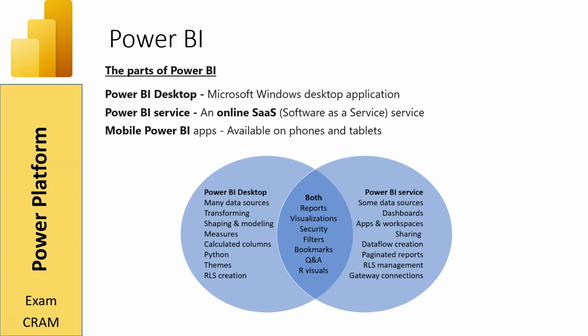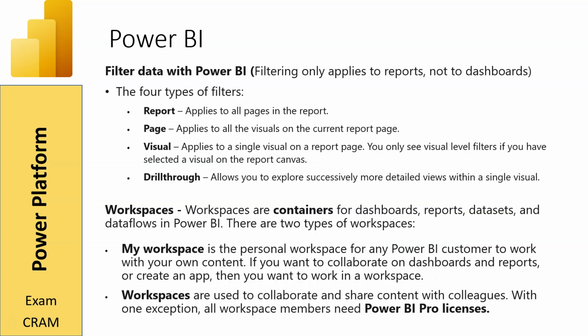Like for Power BI service, you can have gateway connection too, and in Power BI there are some filter options. And one thing to remember, filtering only applies to reports, not to dashboards. There are 4 types of filters: report filter, page filter, visual filter, and drill through. So report filter applies to all pages in the report. Page applies to the visuals on the current report page. Visual applies to a single visual on a report page. And drill through allows you to explore successively more detailed views within a single visual.